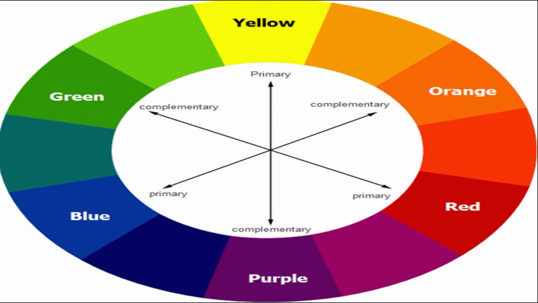This is an example of a color wheel. We have yellow, orange, red, purple, blue, and green. For example, the opposite of red in the color wheel is green. Putting them side by side shows the striking difference between their colors. This makes them contrasting colors. In the color wheel, we have the primary colors: yellow, blue, and red. Green, orange, and purple are the complementary colors.